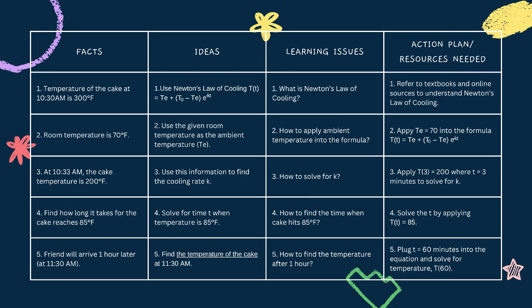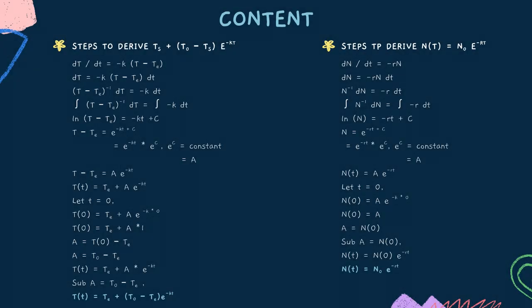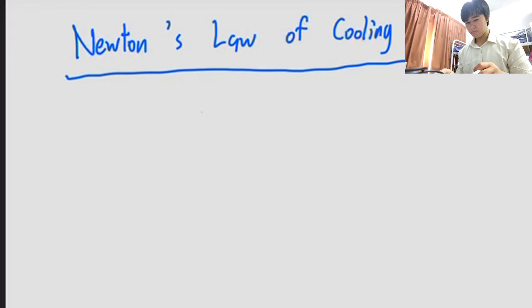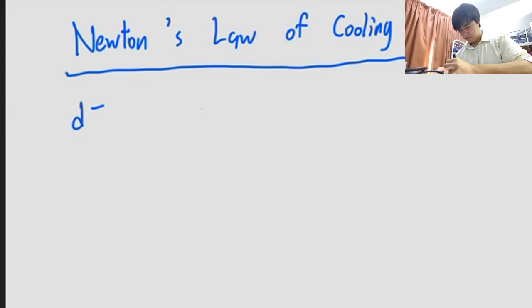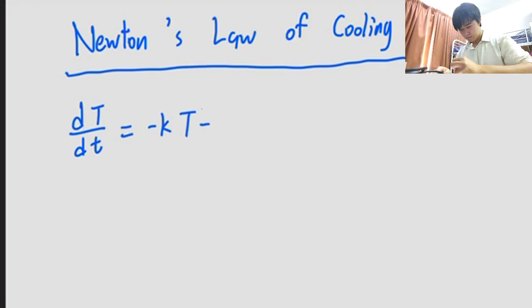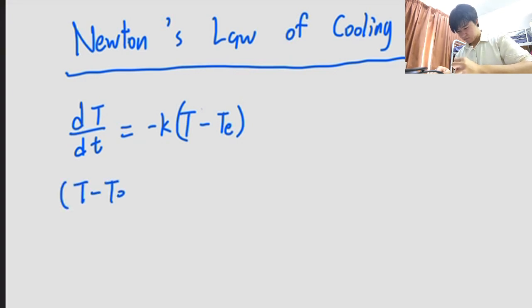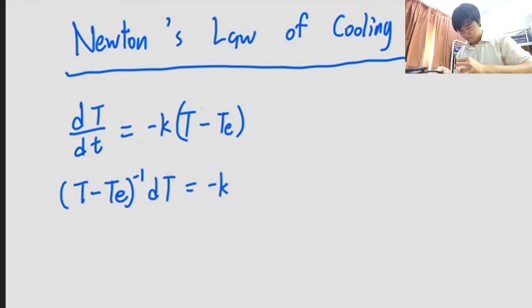This is Part A. My name is Daniel Kaujunze, and I'm going to talk about the content part. In Part A, we have successfully derived the formula T equals TE plus (T0 minus TE) e to the power of negative KT. First, we apply dT over dt equals negative K (T minus TE), where TE is the environment temperature and K is a constant.